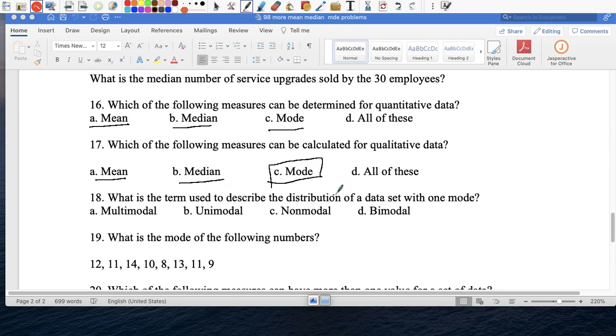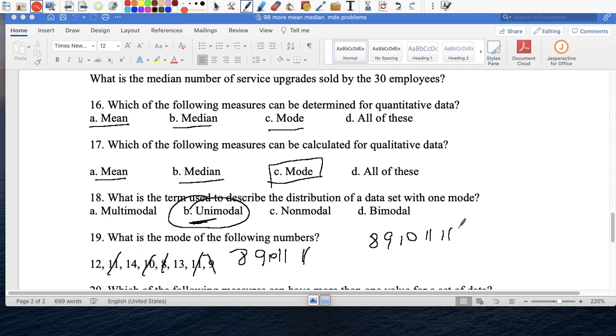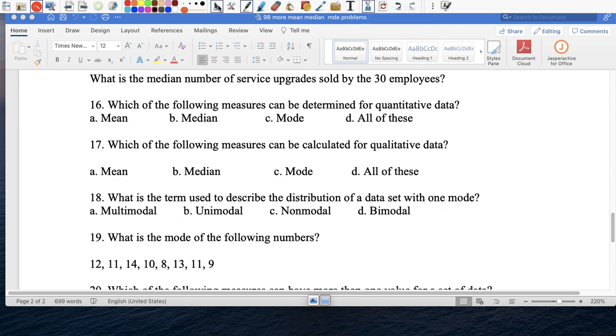What's the term to describe the distribution of data with one mode? Well, that would be uni, right? Think of the word unit. One. Unimodal. What is the mode for the following numbers? Let me put them in order again. 8, 9, and then 11 twice. I forgot the 10. So 8, 9, 10, 11 twice, 12, 13, and 14. So which is the mode? The mode is 11 because it shows up twice. It's more than any other number.